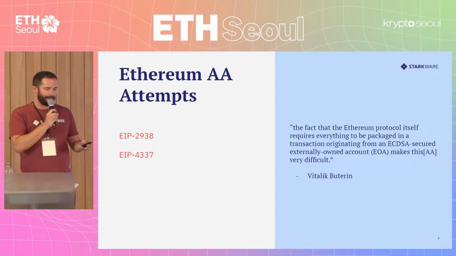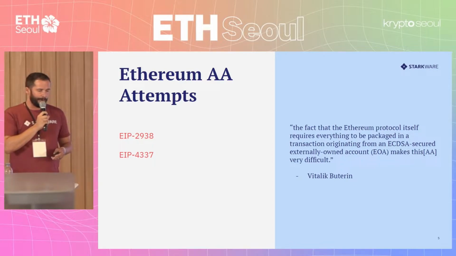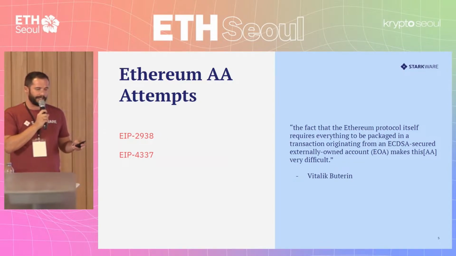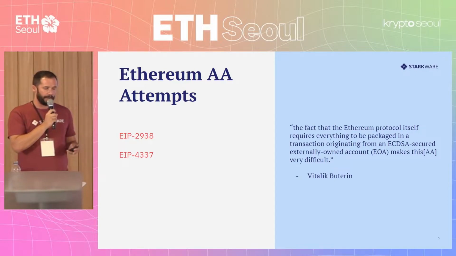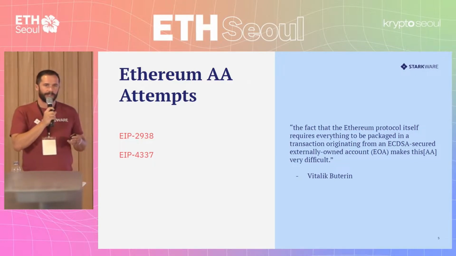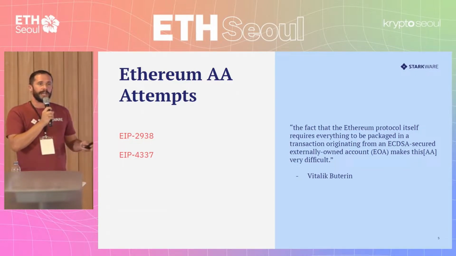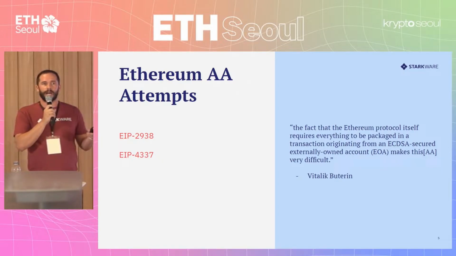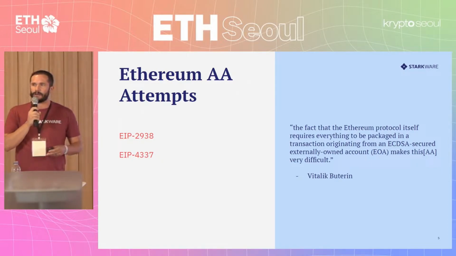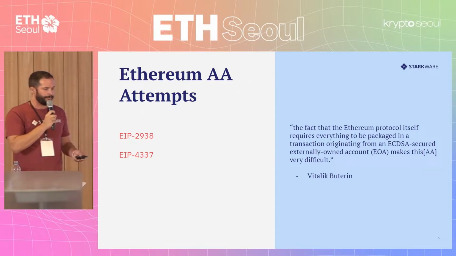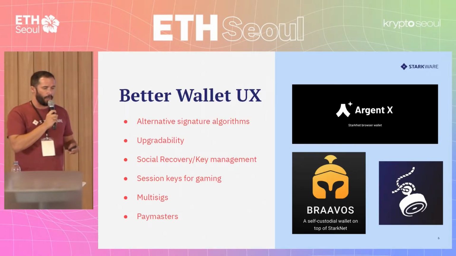So this is from Vitalik. The fact that Ethereum protocol itself requires everything to be packaged in a transaction originating from an ECDSA secured externally owned account, EOA, makes account abstraction very difficult. So one thing you get if you're a developer coming to Cairo, coming to StarkNet, is you get account abstraction right out of the gates. But again, why do we want it? Why is this a good thing?